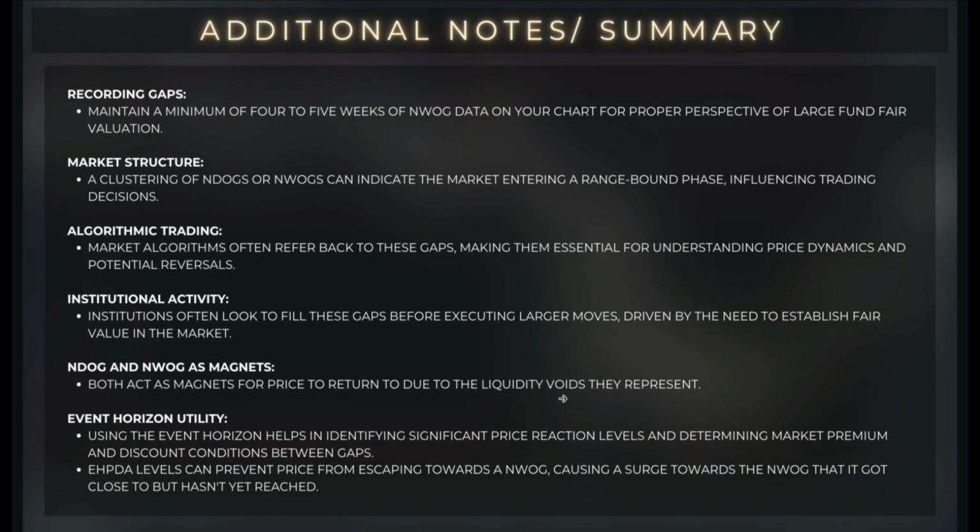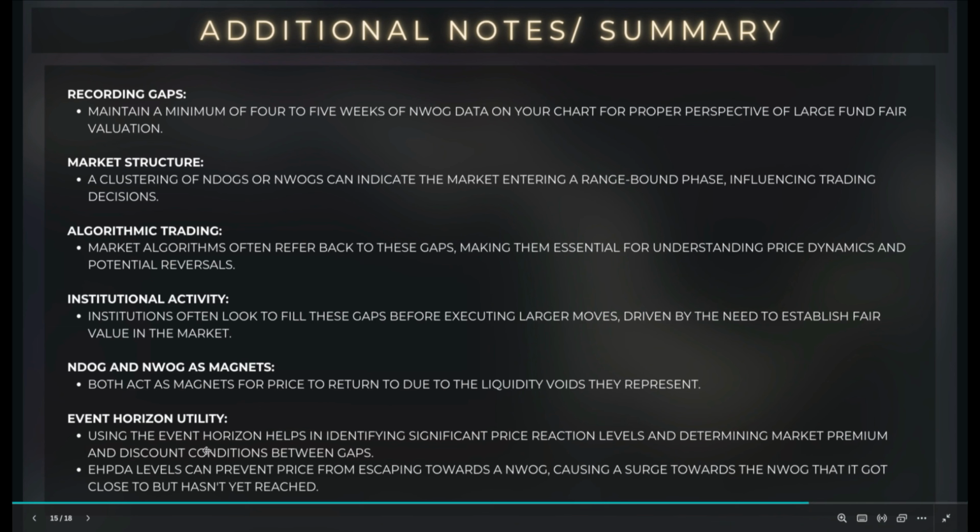Event Horizon utility: using the event horizon helps in identifying significant price reaction levels and determining market premium and discount conditions between gaps. EHPDA levels can prevent price from escaping towards a new week opening gap, causing a surge towards the NWOG that it got close to but hasn't yet reached. And again, guys, this does apply to new day opening gaps as well.